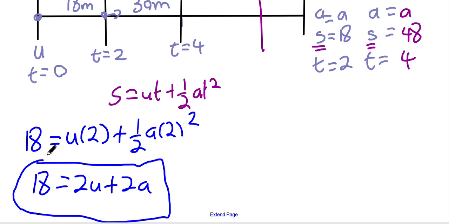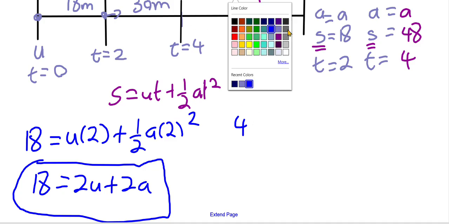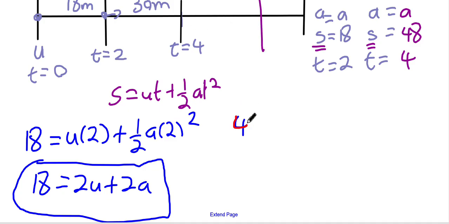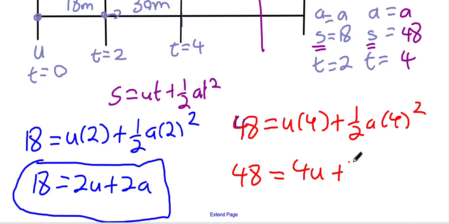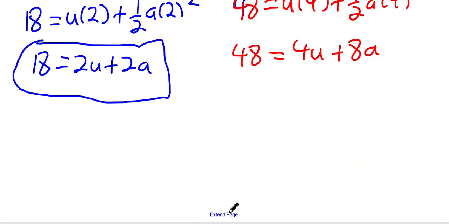Then we're going to go over to the other side and do the exact same thing, except this time it's 48. So I use a different color. This time it's 48 meters covered in 4 seconds. And then 48 equals 4u plus 8a. And then we're going to solve these simultaneous equations.